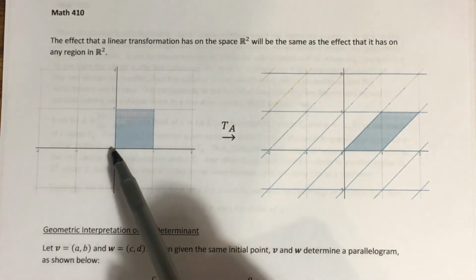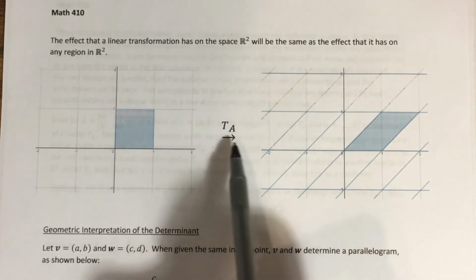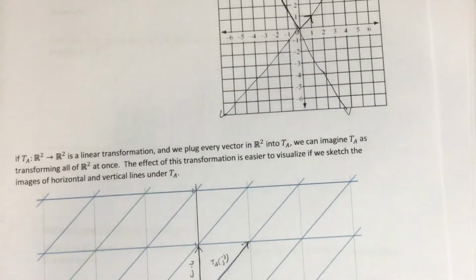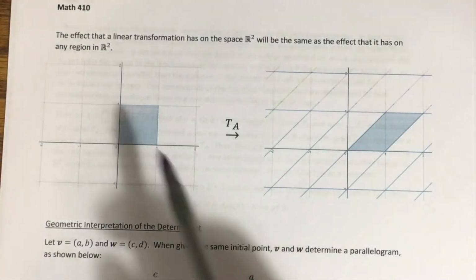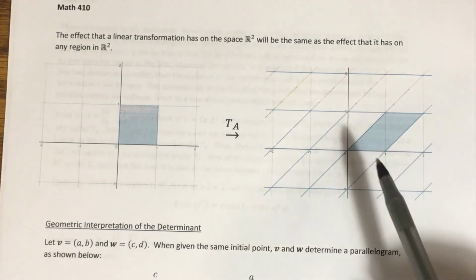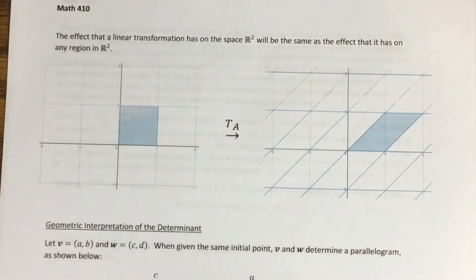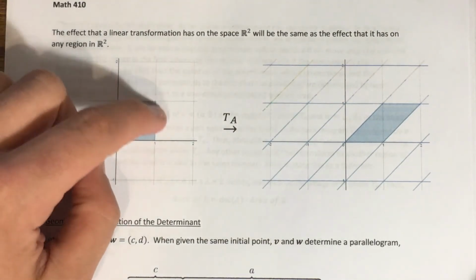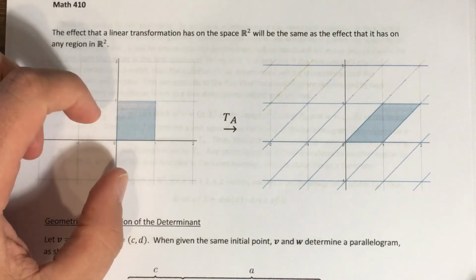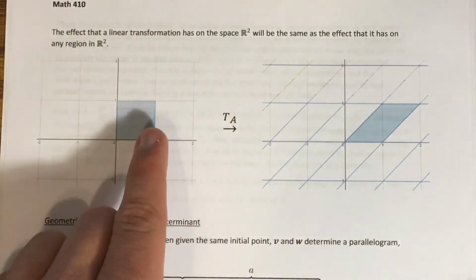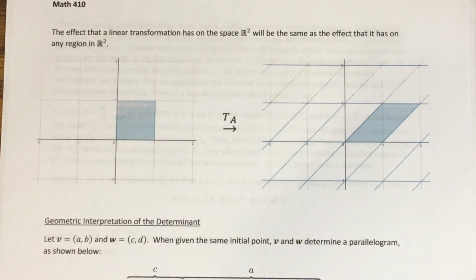What would happen if I plugged in this entire region into a linear transformation T of A that does this to those grid lines? Well, it's going to take that square and squish it into this parallelogram here, okay? And it will do that for any other region as well. If I wanted to take a circle, I'm not going to draw it here because we're going to do an example like this later, but if I wanted to represent a circle somewhere in my two-dimensional space, and then plug that circle into my linear transformation, it's going to squish it the same way that this square was squished into that parallelogram. Okay?